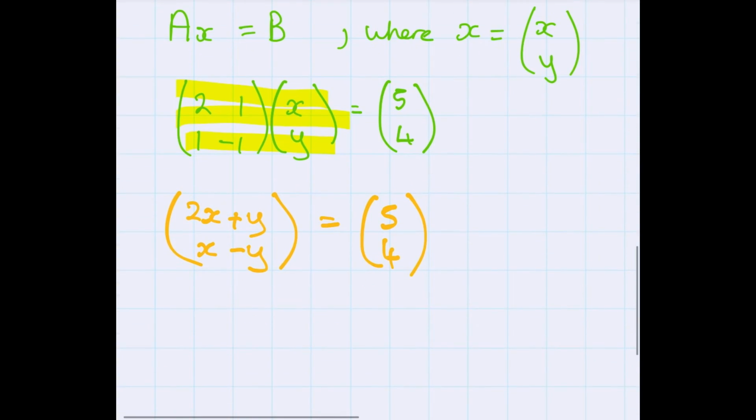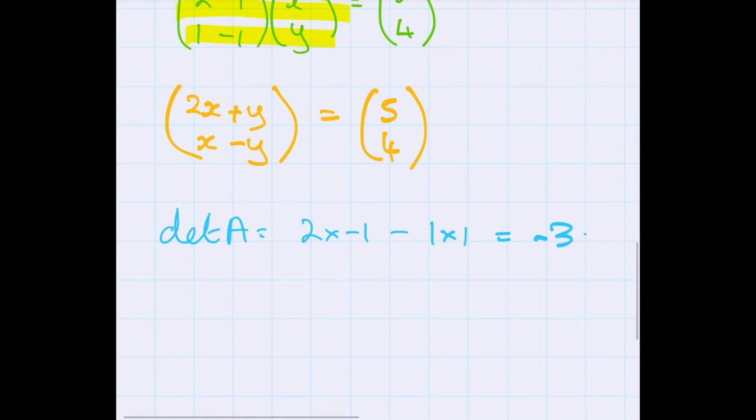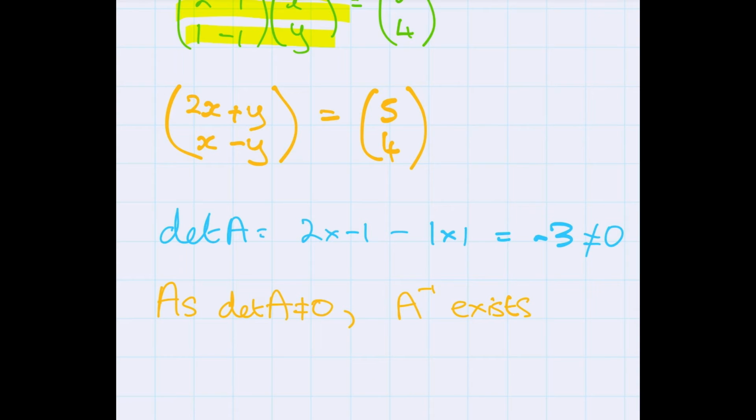Okay, now what can we do? Well, because our A has a non-zero determinant, let's check. So the determinant of A, well, that's going to be 2 times minus 1 minus 1 times 1, which equals minus 2 minus 1, which is minus 3. And the important thing here is that it's non-zero. So, as det A is non-zero, A inverse exists, and we can find it.